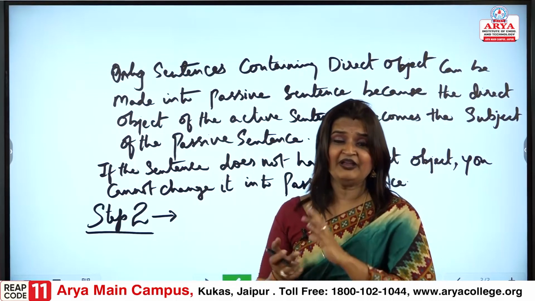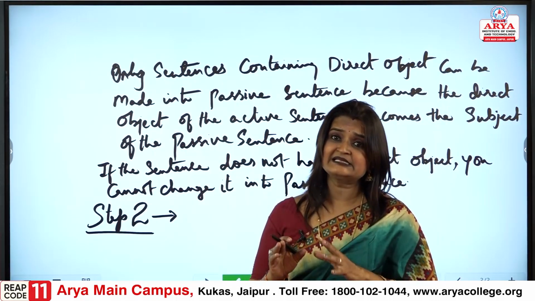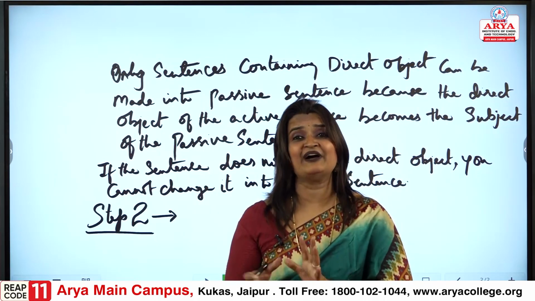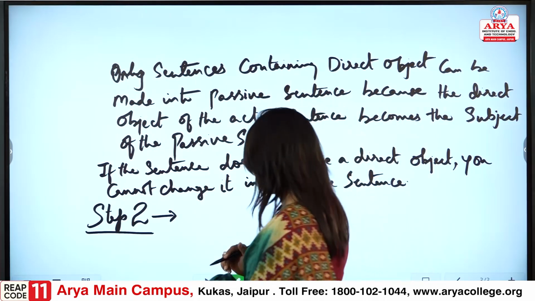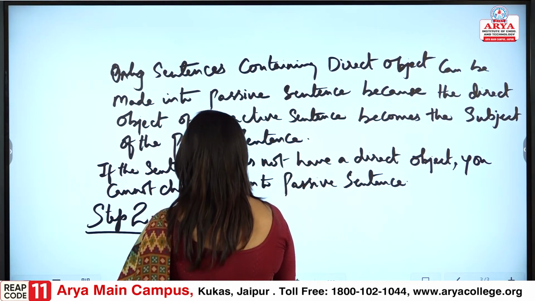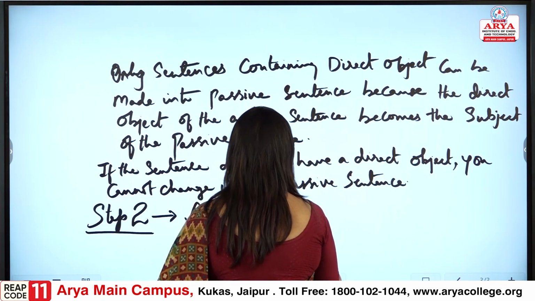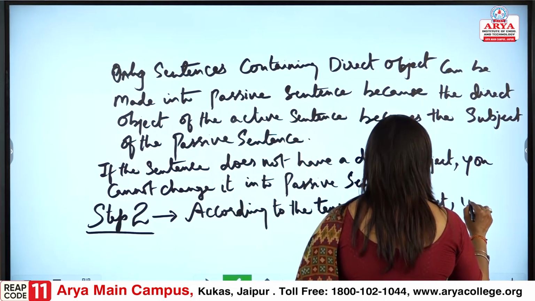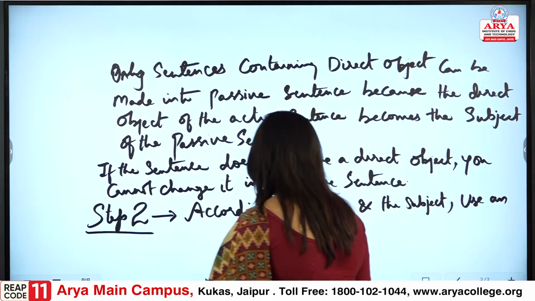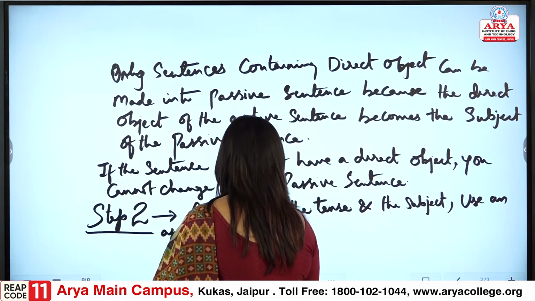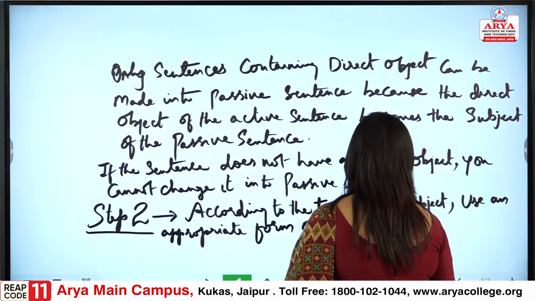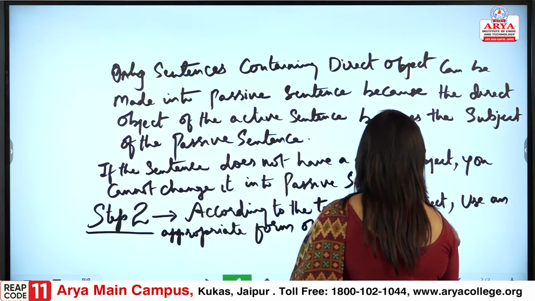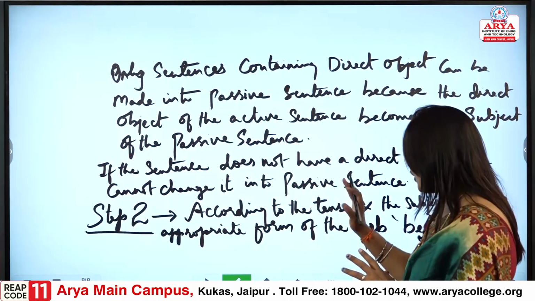When we are looking into step 2, there are some other add-on points that will help us in understanding how to passivize a sentence. So, now let us understand. In step 2, according to the tense and the subject, use an appropriate form of the verb be. We call it the be form, according to the tense.